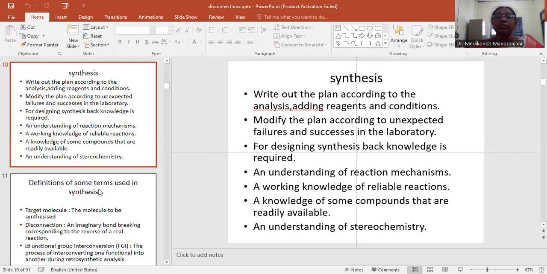Then, how do we carry out the actual synthesis? Write out the plan according to the analysis. Then add reagents and reaction conditions. Modify the plan according to unexpected failures and successes in the laboratory. For designing a synthesis, background knowledge is required: an understanding of the reaction mechanisms, a working knowledge of reliable reactions, a knowledge of some compounds that are readily available, and an understanding of stereochemistry.